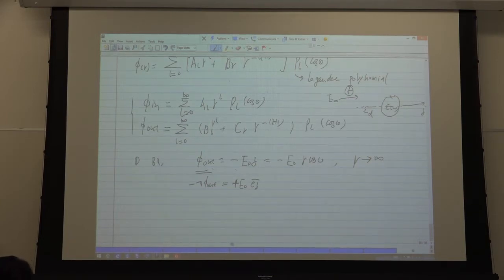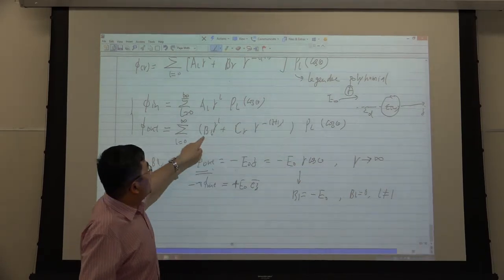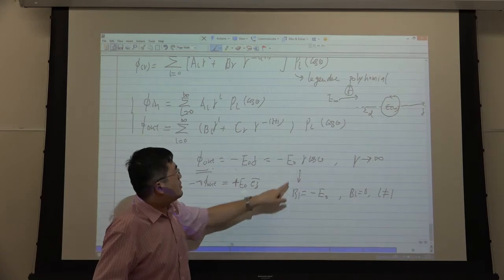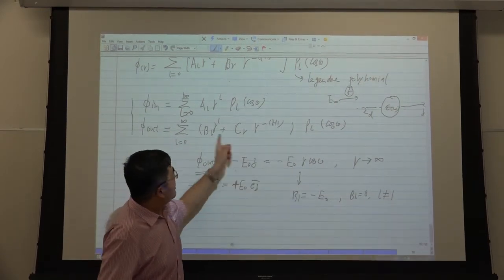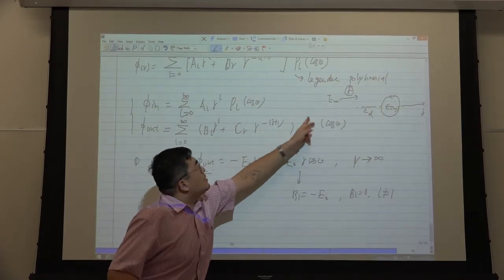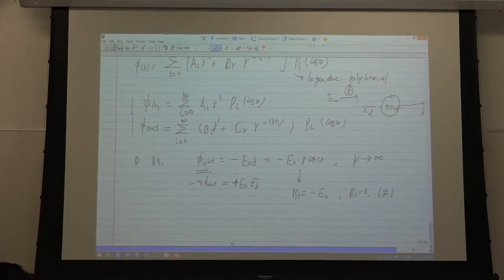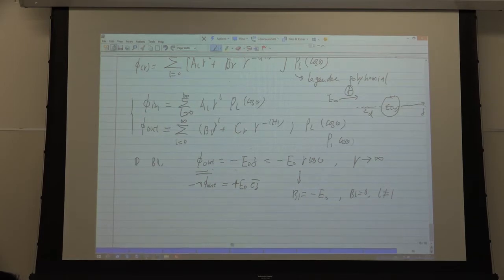Due to this condition, you can get B_1 equal to E_0, because at r to infinity this term equals 0, and L can only equal 1. So B_1 equals E_0 r cosine theta. I remember P_1 cosine theta equals cosine theta. So this is how to determine B_1.